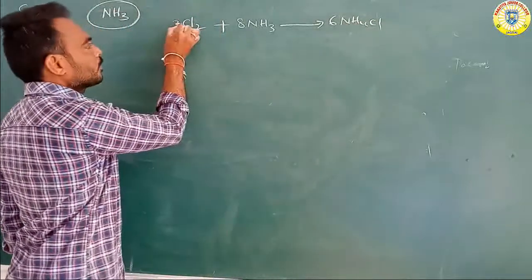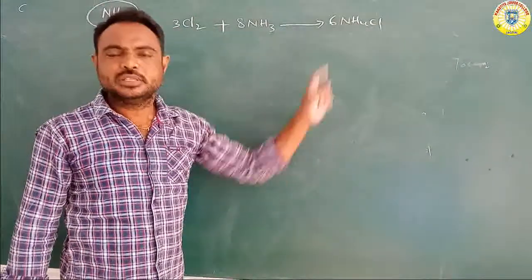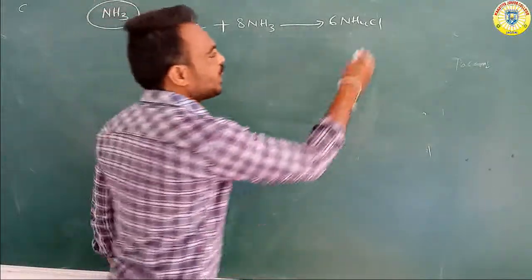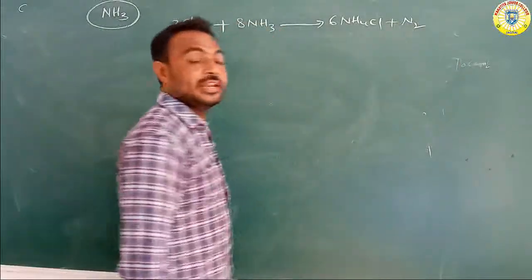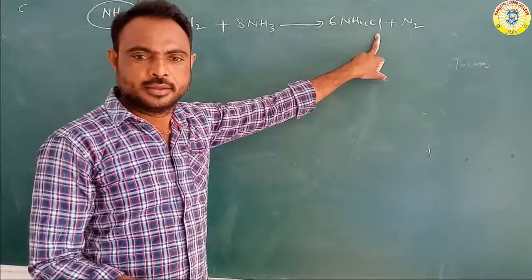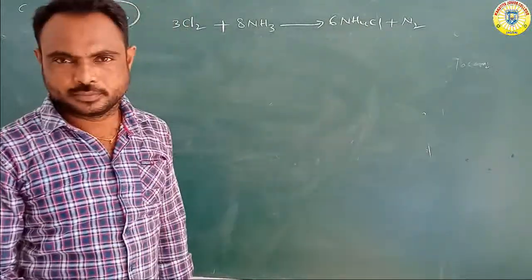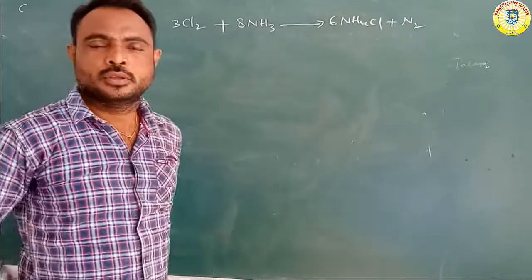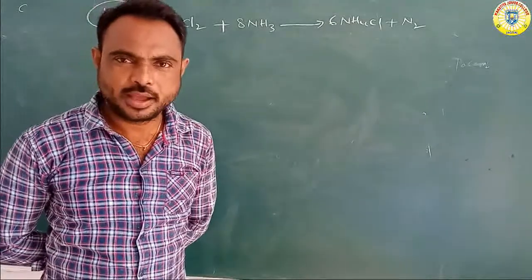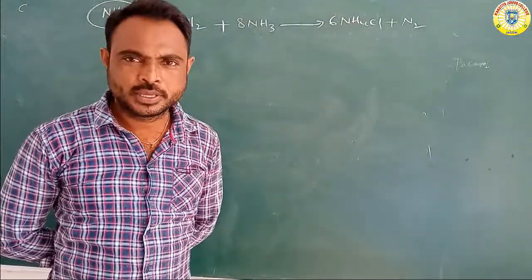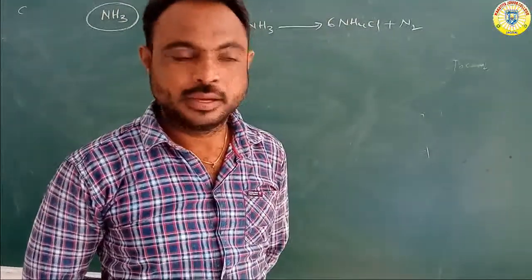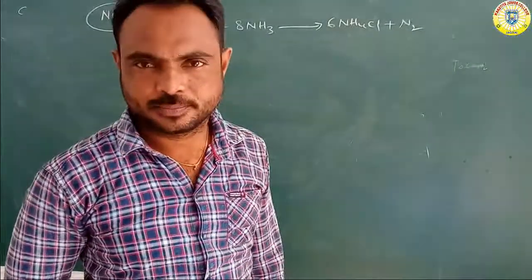NH4Cl. NH4Cl means ammonium chloride. Next further, to form in this reaction nitrogen. Ammonium chloride and nitrogen. Listen: chlorine reacts with a high quantity of ammonia to form NH4Cl, which means ammonium chloride, and next nitrogen gas.